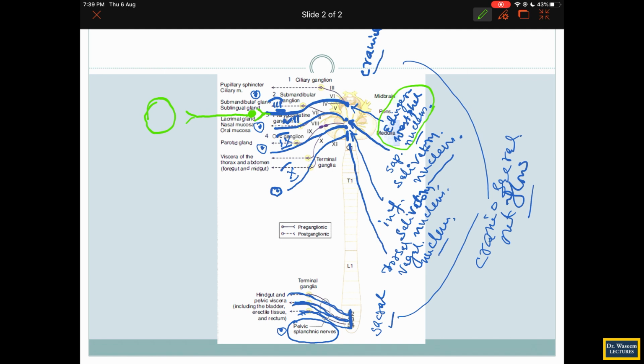So from this ganglion, the postganglionic fibers will go to the eyeball. Why will they go to the eyeball? Because inside the eyeball there are 2 very important smooth muscles which should be innervated. And of the smooth muscles here, in the case of the eyeball, one is called the ciliary muscle.